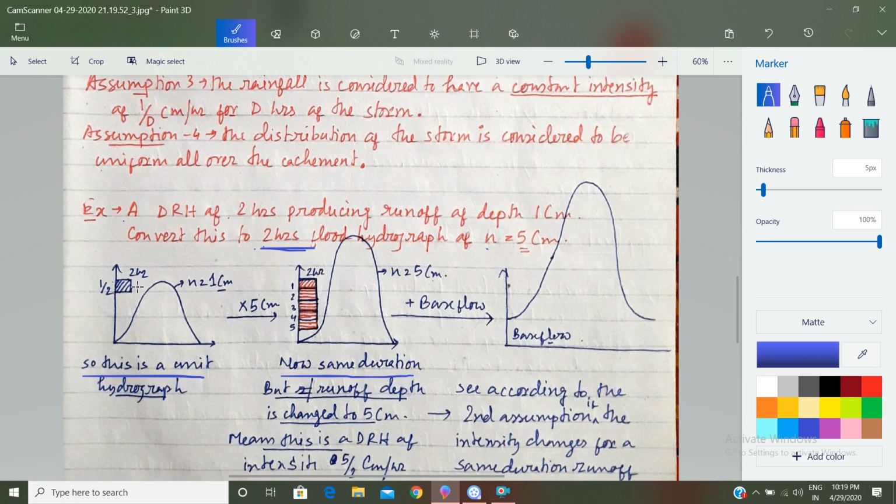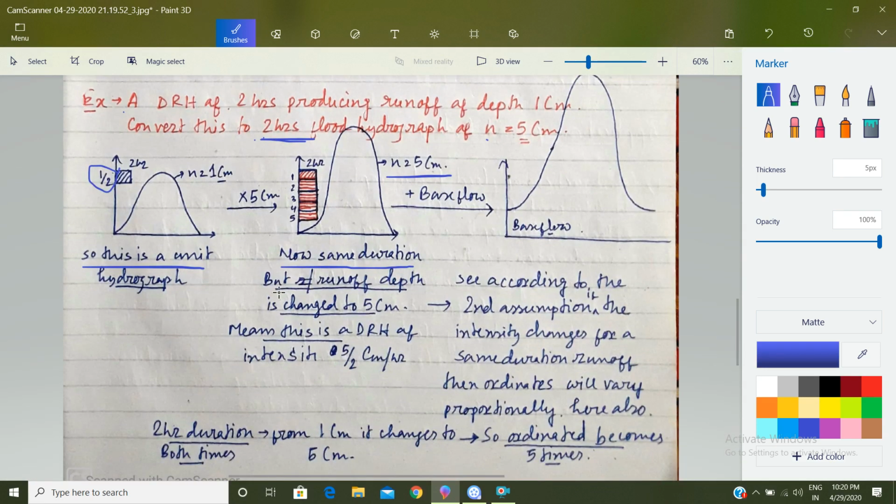intensity? See here, first the intensity was 1/2, then after 2 hours you are getting 1 centimeter. Now what will be the intensity, so that you get the runoff as 5 centimeter? Same duration, but the runoff depth is changed to 5 centimeter, meaning this is a DRH of intensity 5/2 centimeter per hour. First it was occurring as 1/2 centimeter per hour throughout the 2 hours, giving 1 centimeter. Then we need the depth of runoff as 5 centimeter, so the intensity must be 5/2 centimeter per hour.